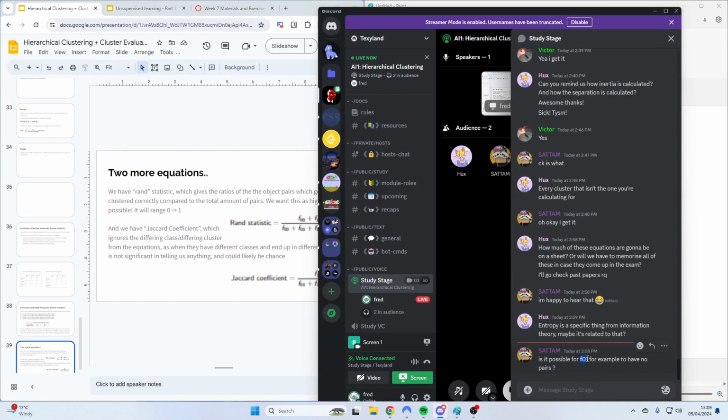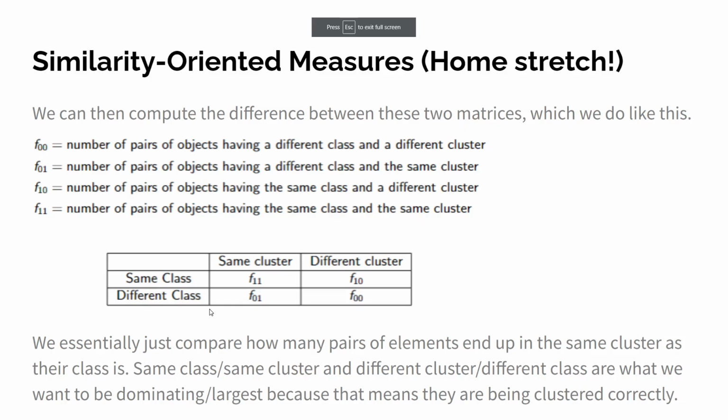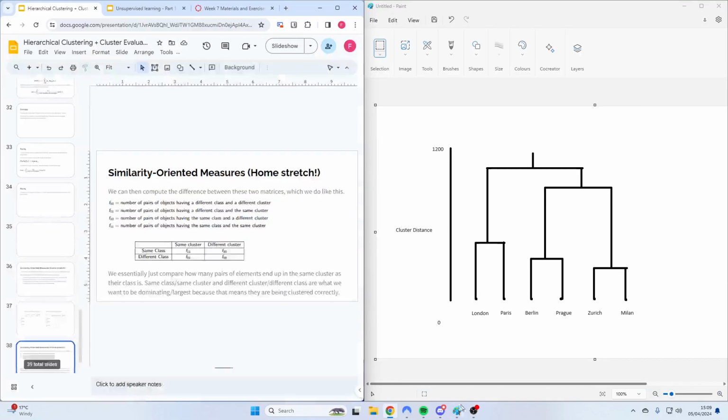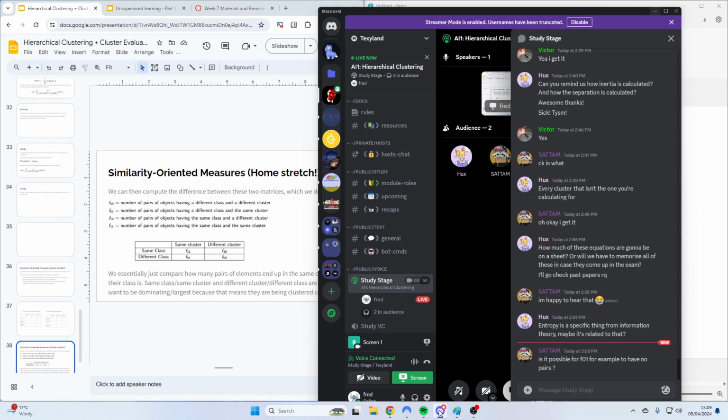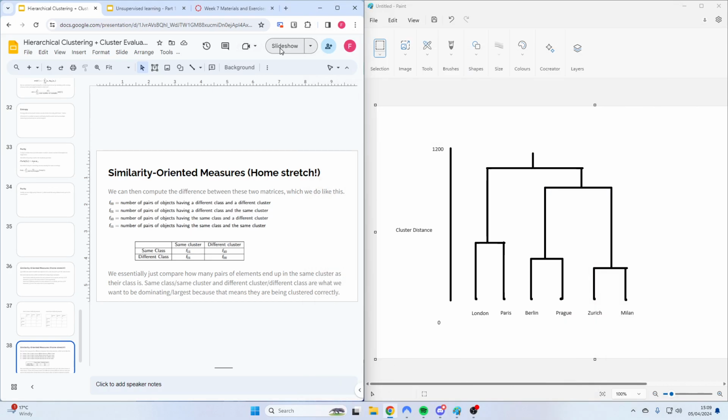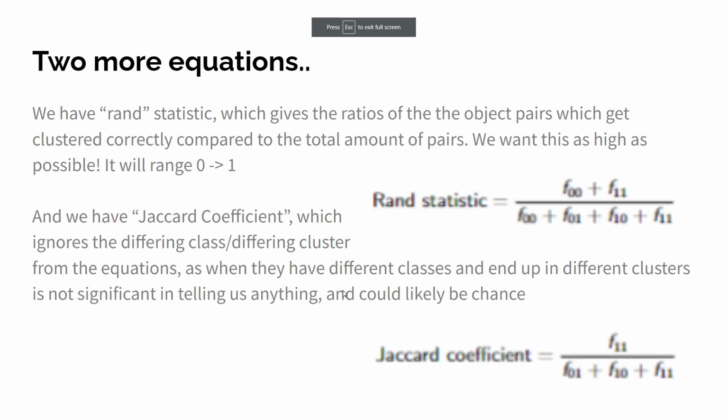Is it possible for F01 to be zero? Yeah, I guess. I mean, these could all be 0. You could get none that were in the same class and same cluster, and that might happen quite a bit sometimes if you have a low amount of elements, so a low amount of pairs. I don't see why you couldn't. Or one could end up with everything, I guess. I mean, these will never be 0, the bottom one, because if you don't have at least one pair, then I don't really know what you're calculating.